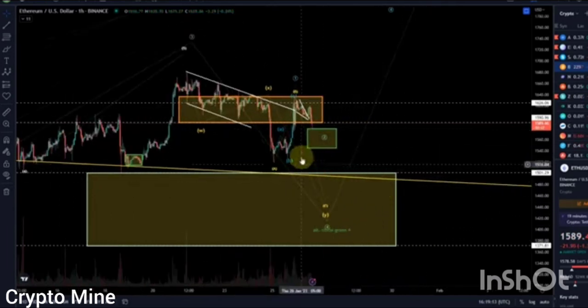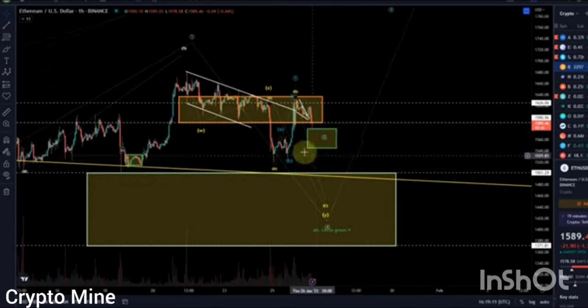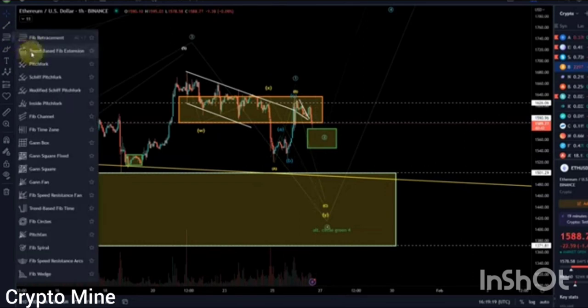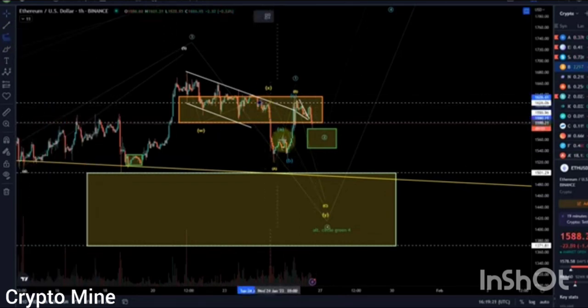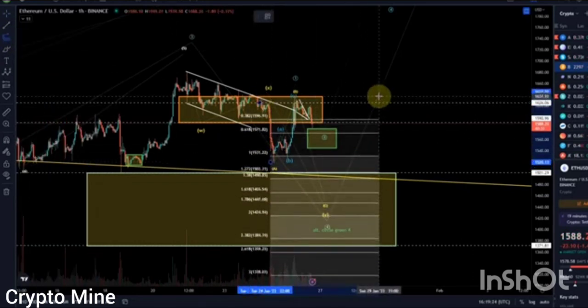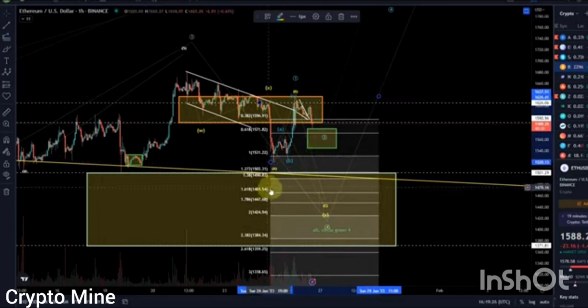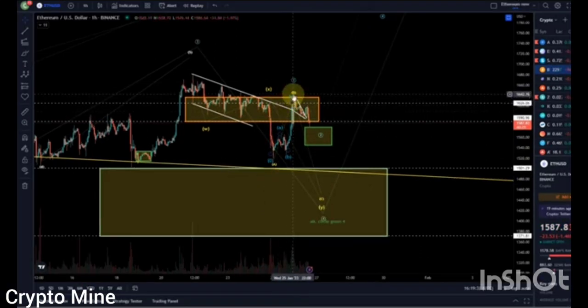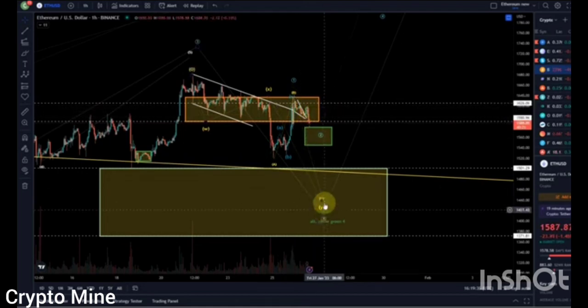We can then also, let's see if we can calculate a target here. If we say we had a wave A here, a wave B up, and then we would be looking at the 1.618 extension as a key target, 1465. But at the moment, what can I see here? A possible wave 1 down in C, maybe a wave 2 to the upside in C, and this should become the wave 3 of C.